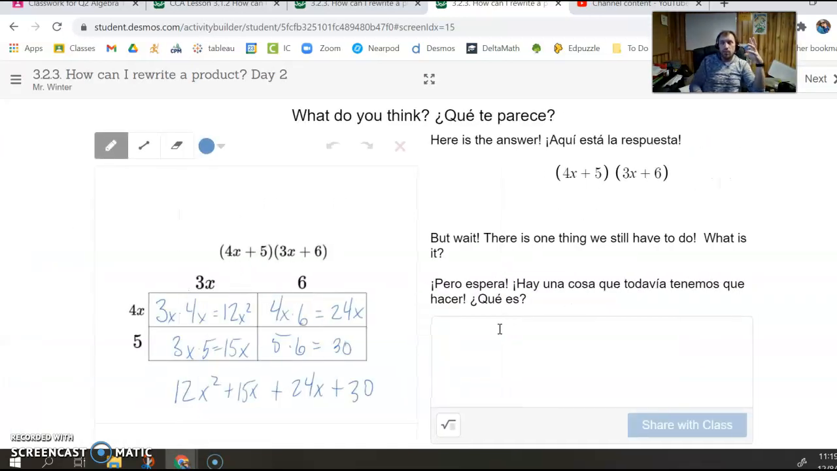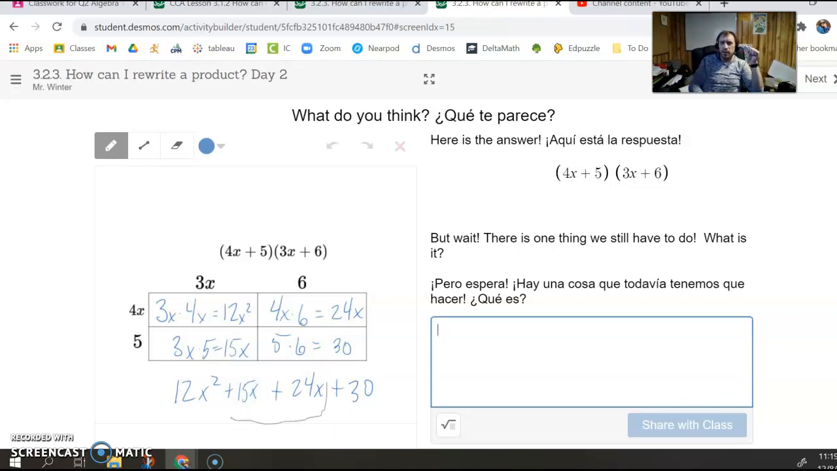But there's one thing that we're missing. What else could we do right here? And you can go ahead and type in what else you think we should do. So pause it. Do you know? All right. Hopefully you really tried this.